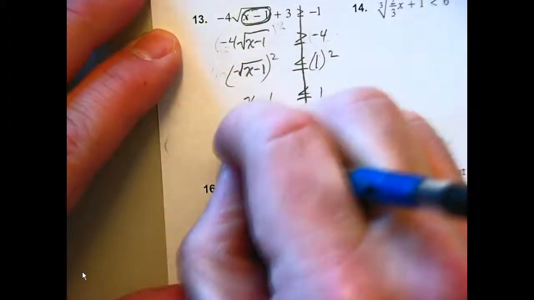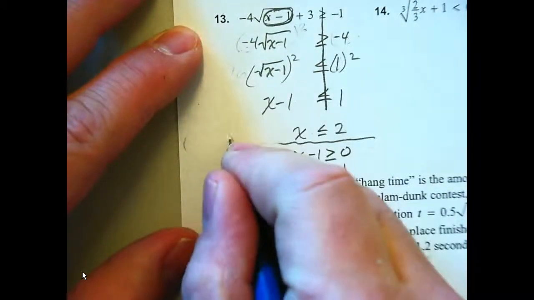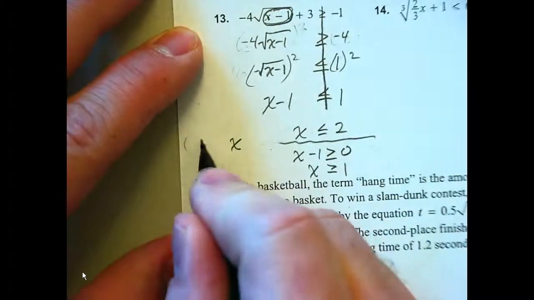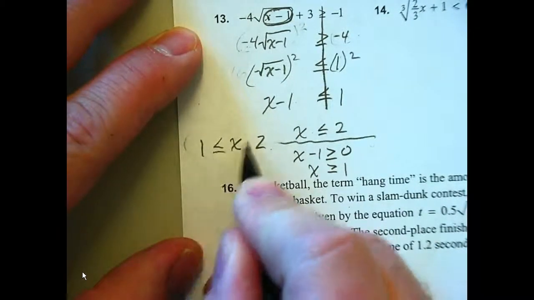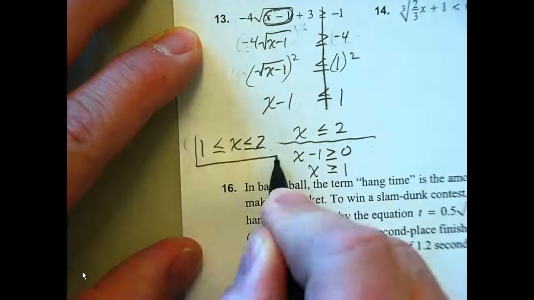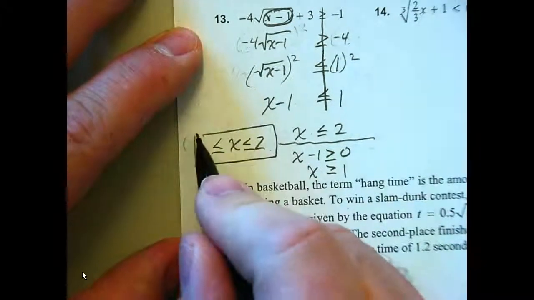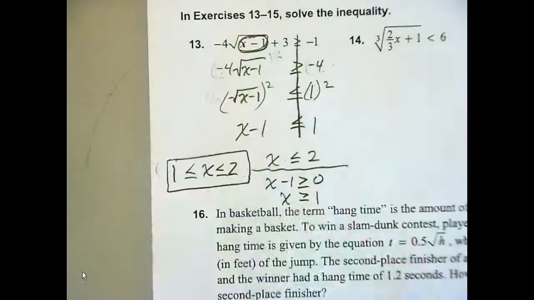So when I'm writing this out as a solution, we have our compound inequality that looks like that. Our answer has to be in between 1 and 2, or include 1 or 2. It's got to be from 1 to 2.